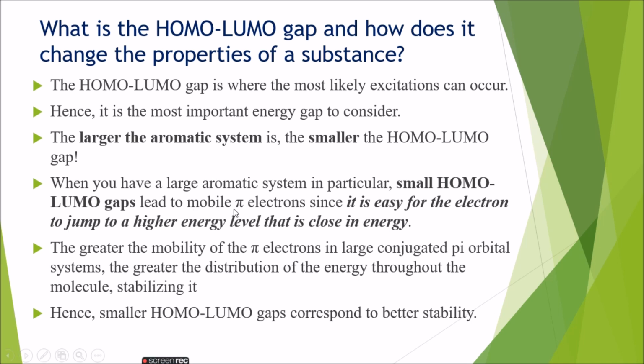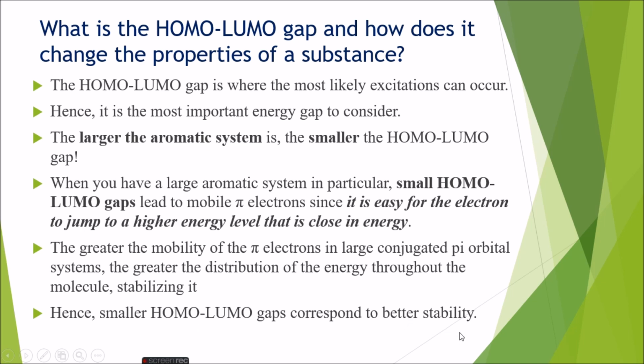It happens at a very fast rate. As a result, when you have greater mobility of the pi electrons in a large conjugated pi orbital system, there is greater distribution of the energy throughout the molecule. See how greater the mobility of the pi electron is from HOMO to LUMO, that much the energy is distributed at a high level throughout the molecule, and your molecule is highly stabilized. Thus we conclude that the HOMO-LUMO gap corresponds to better stability.